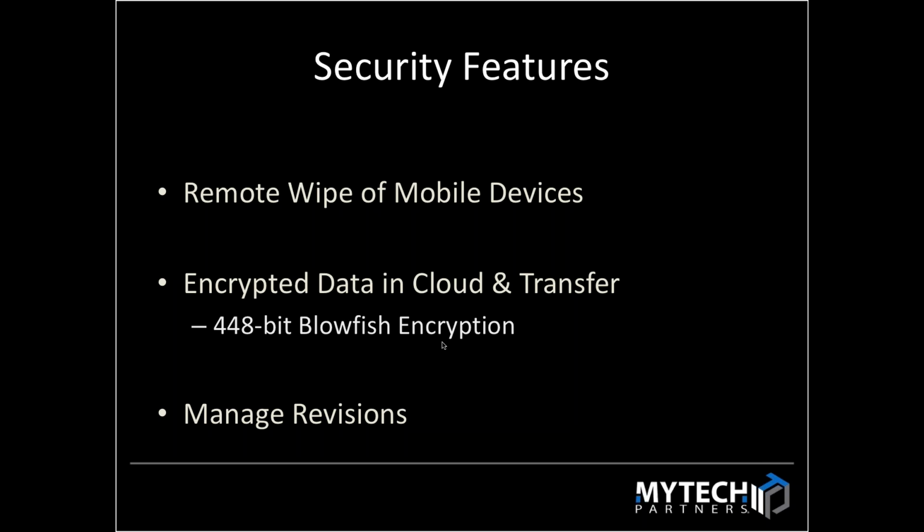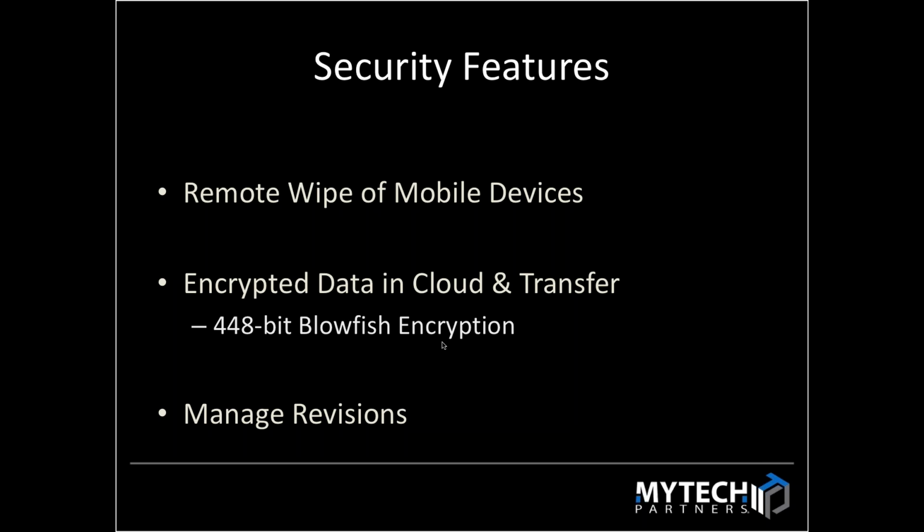The other thing that's important to note is the encryption. We touched on this a little earlier in the presentation, but this is encrypted data. It's encrypted when it's stored in the cloud. It's encrypted upon transfer, and it is 448 Blowfish encryption, which is one of the highest military-grade encryptions you can get in the market today. That's an important part of any tool when you're transferring data back and forth between mobile devices and external resources.